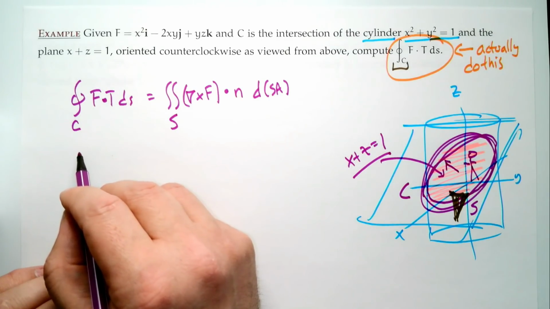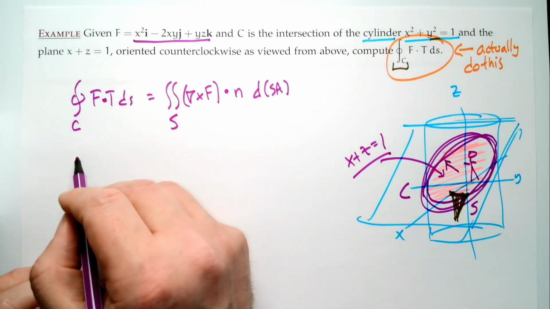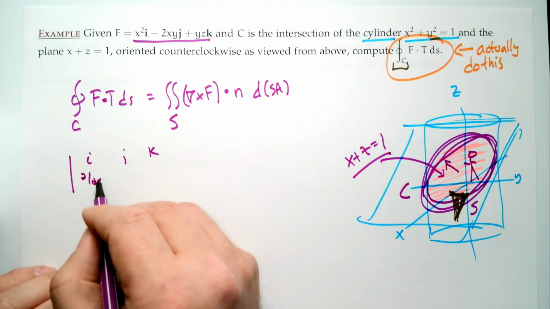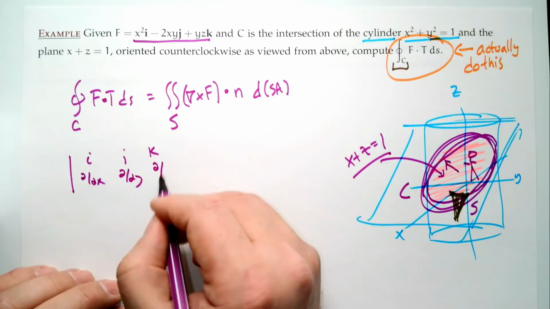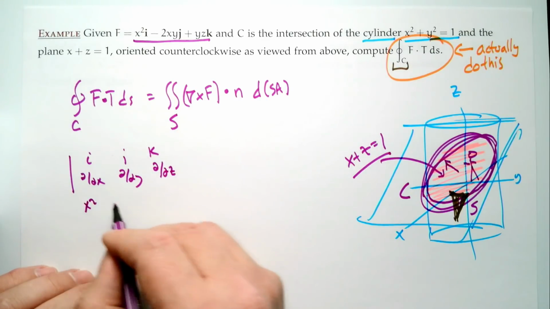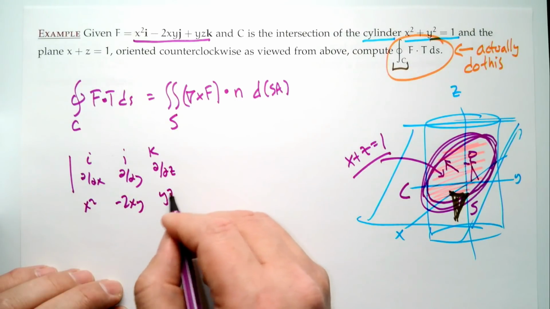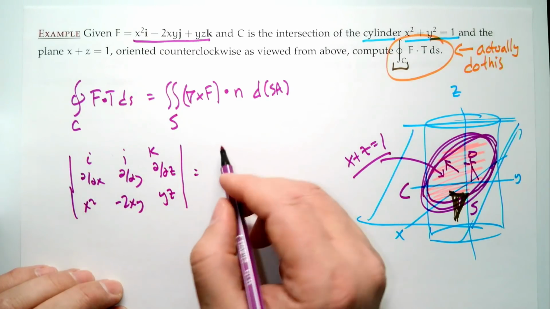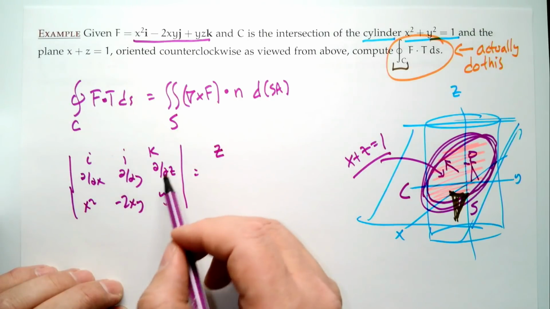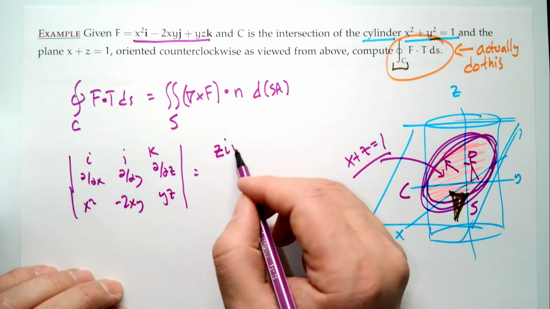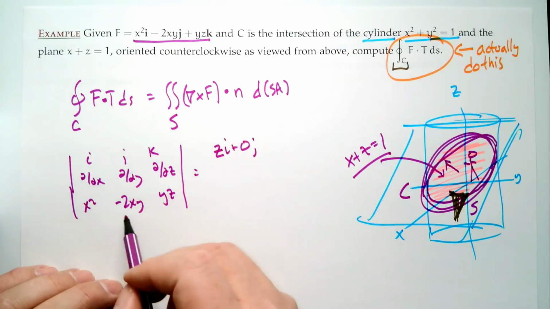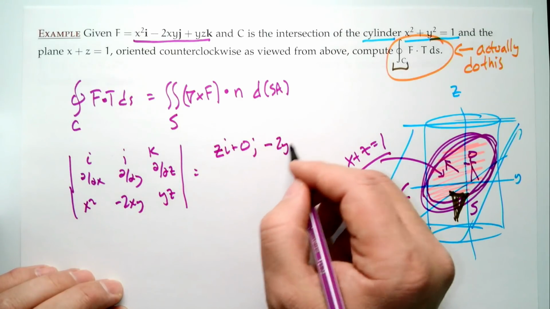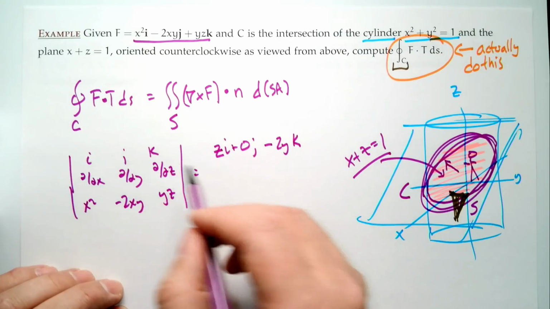All right, so here's f. So we have i, j, k, partial x, partial y, partial z, x squared, minus 2xy, yz. So what are we going to get? i partial y of yz, that's z. j partial z of x squared, that's 0j. k partial x of minus 2xy, that's minus 2y k. So going down. Now go the other way.